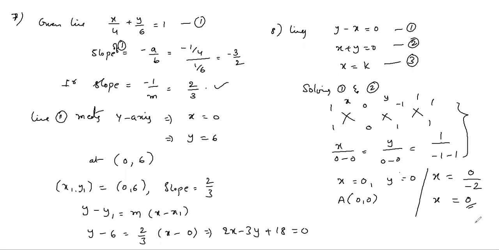Yesterday we found the point b1 c2 minus b2 c1 by a1 b2 minus a2 b1. So directly if you apply it, b1 c2 minus b2 c1 is 0 only. You will get 0 by minus 2 only.